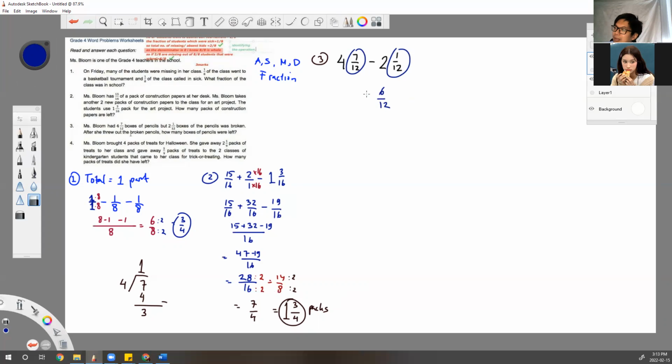It's 6/12, and you can just subtract the whole number by the other whole number. 4 minus 2 is 2. Done. Right? Because the denominator is already equal. They share the same denominator.